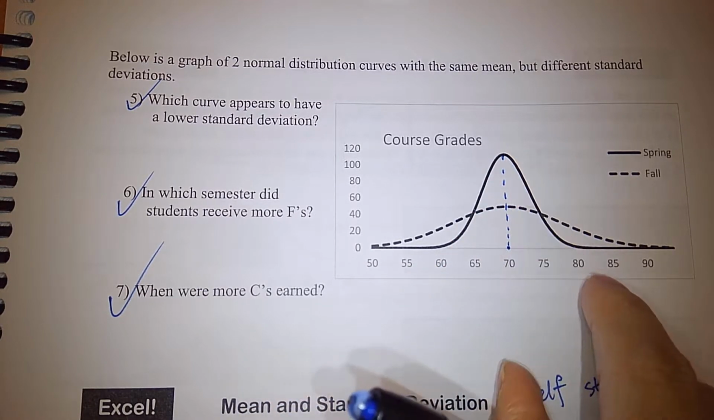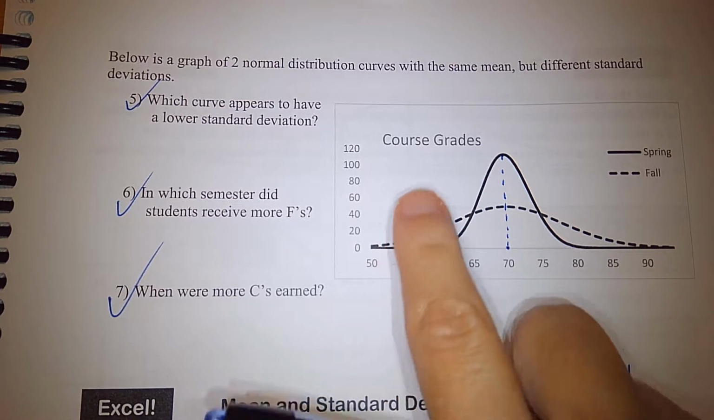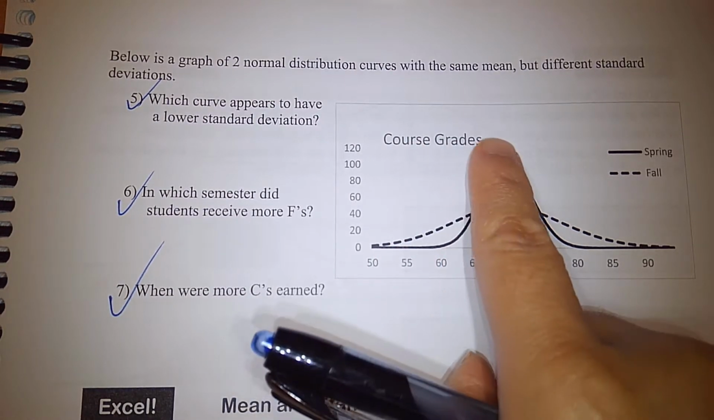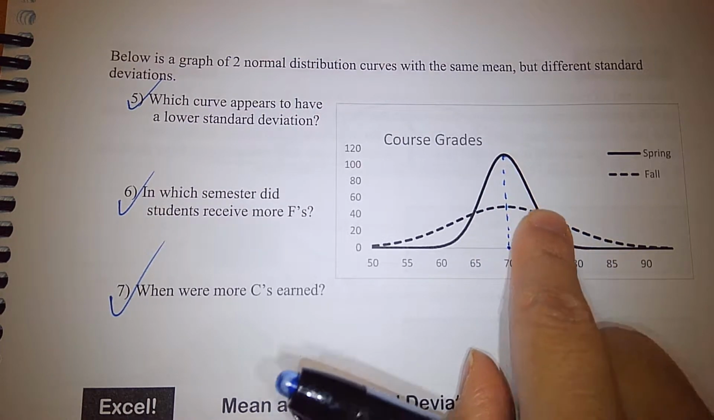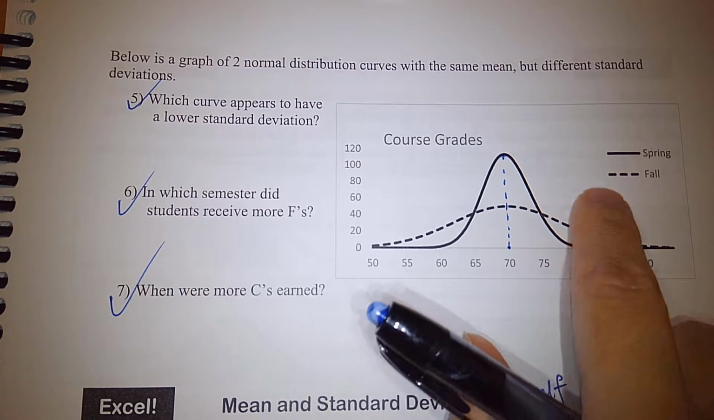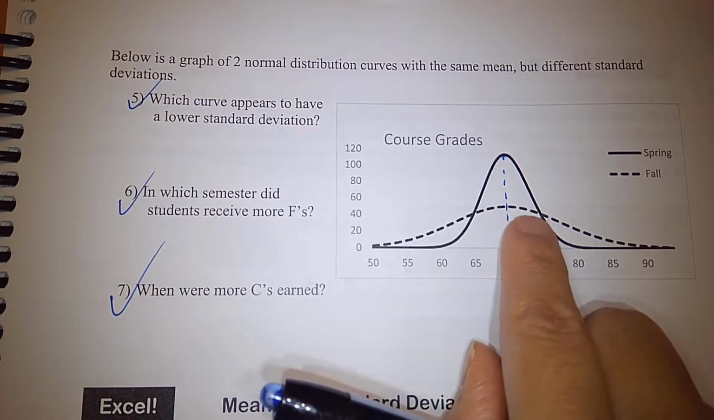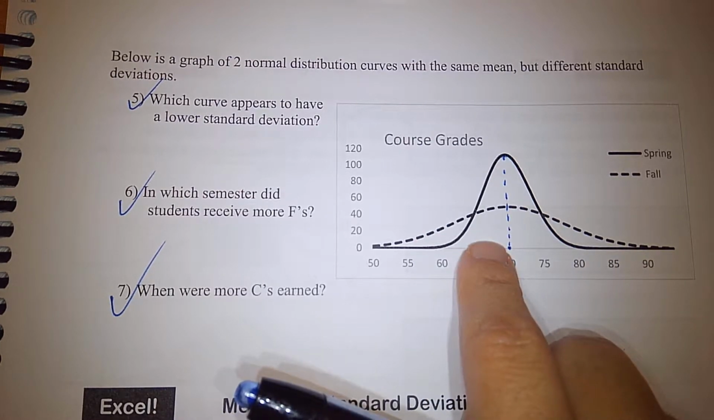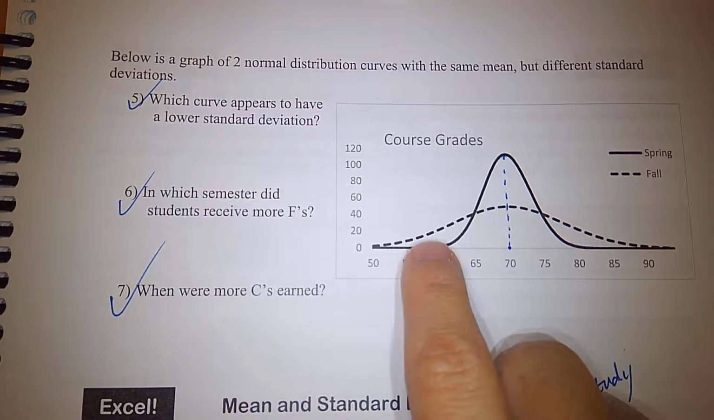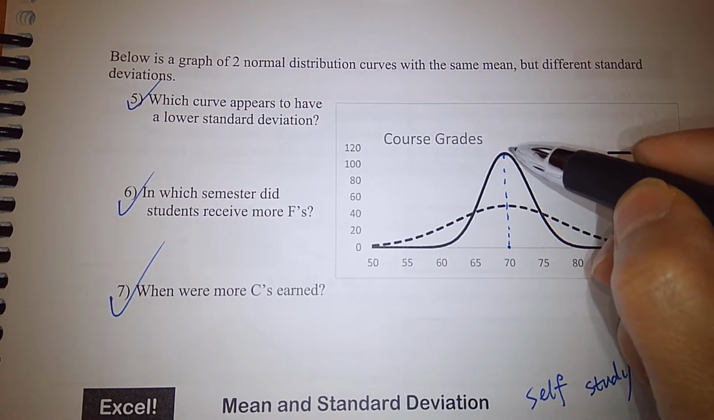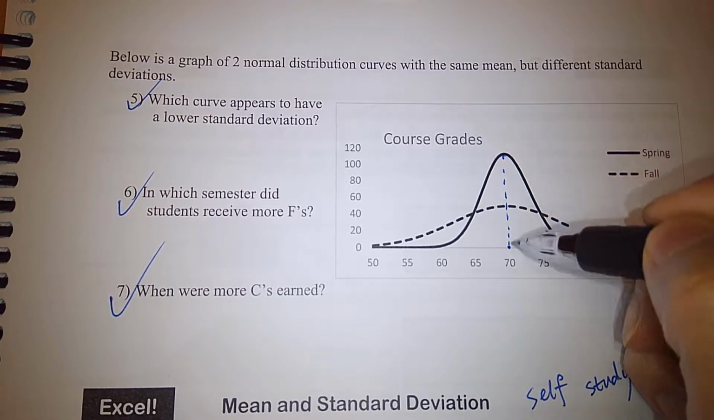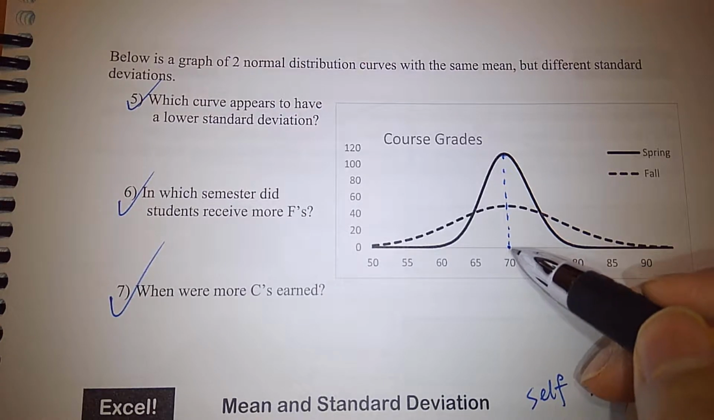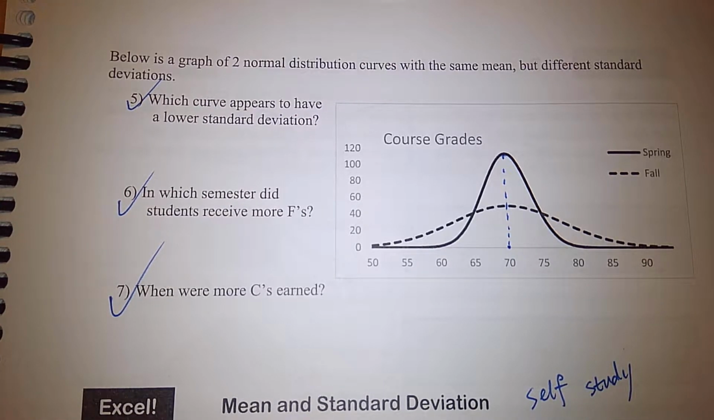And what does this normal distribution curve represent? Course grades. The solid line gives us the spring semester grades, and the dashed line gives us the fall semester course grades. We can tell very clearly that they do not spread out the same, but they have the same mean. Mean means average score. For both fall and spring semester, the students' mean grade is 70%, which is a C.